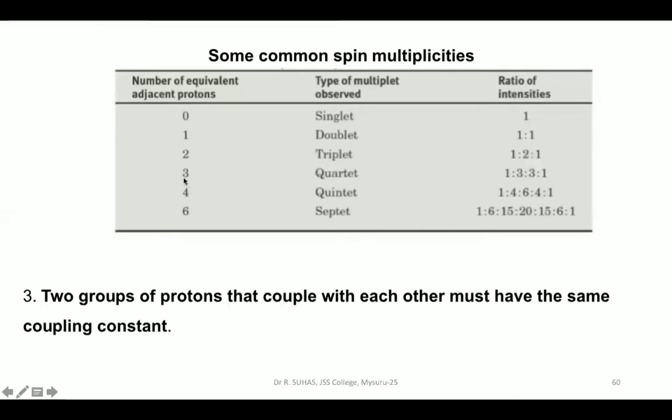If there are 4 neighboring protons in the molecule, then 4 plus 1 is 5. We call it a quintet, and the ratio will be 1:4:6:4:1. Finally, if there are 6 protons, then it will be 6 plus 1, 7. It is called a septet. Then the ratio will be 1:6:15:20:15:6:1. This is called Pascal's triangle. The ratio of intensities always refers to Pascal's triangle. This is about the common spin multiplicities that we encounter in NMR spectroscopy.